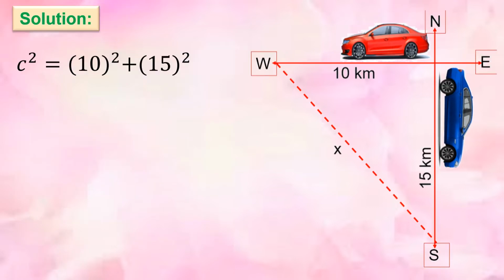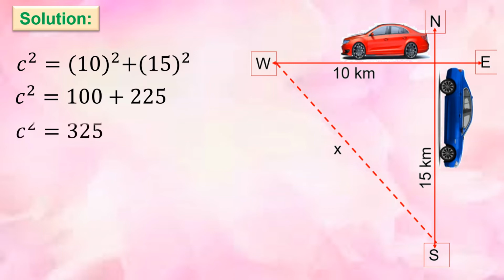To solve for side x, we are going to have c squared is equal to 10 squared plus 15 squared, since we are computing for the hypotenuse. 10 squared is equal to 100, 15 squared is equal to 225, 100 plus 225 is equal to 325. And the square root of 325 is the square root of 25 times 13.